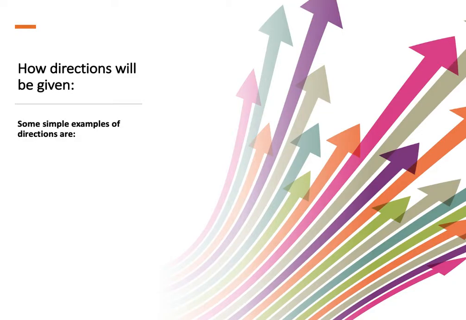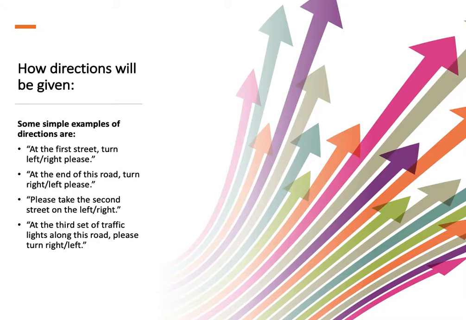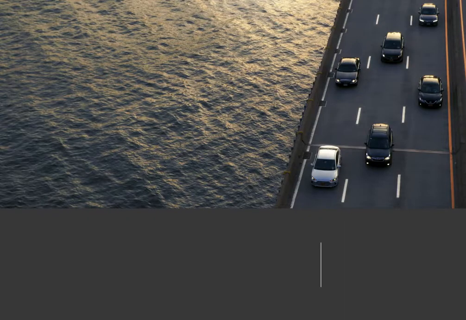How directions will be given. Some simple examples of directions are as follows. At the first street, turn left or turn right, please. At the end of the road, turn left or turn right, please. Please take the second street on the left/right. At the third set of traffic lights along this road, please turn right/left.